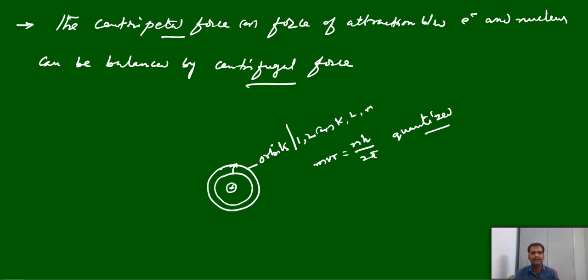If it jumps from a lower orbit to a higher orbit, it absorbs energy, because the lower orbit has less energy than the higher orbit. When the electron jumps from higher to lower, it loses the excess energy it has. The energy difference between two successive orbits is delta E equal to E2 minus E1. As the orbit number increases, the successive energy difference between two orbits decreases. And the forces acting towards the nucleus and away from the nucleus are balanced, that is, the centrifugal force and centripetal force are balanced. These are the postulates given by Bohr.